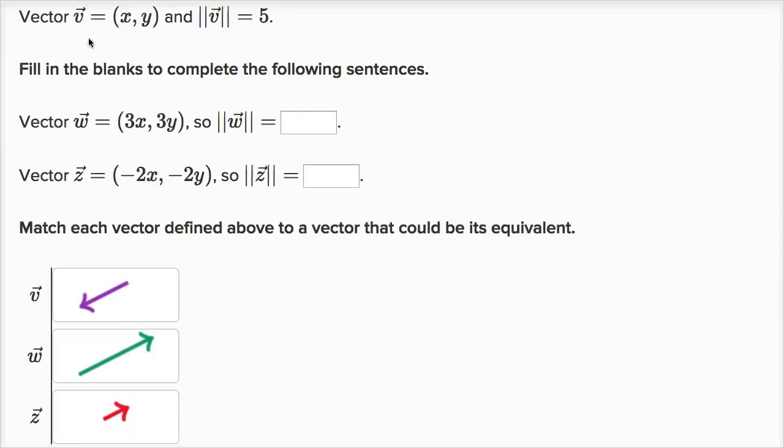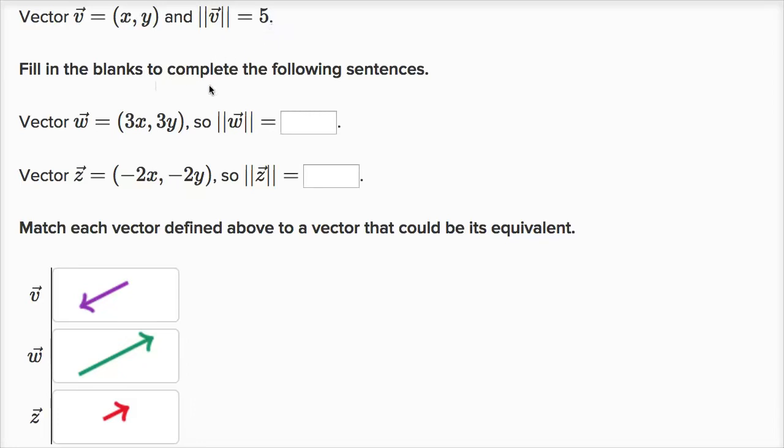All right, so we're told that vector v is equal to x comma y. So they're not giving us the actual numbers for the x component and the y component. They're just saying that the x component is going to be the variable x, and the y component is going to be the variable y. And the magnitude of vector v is going to be equal to 5. All right, I think I can digest all of that.